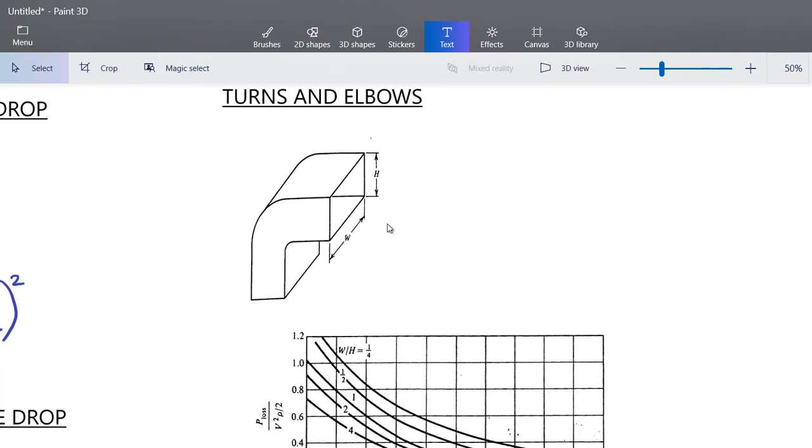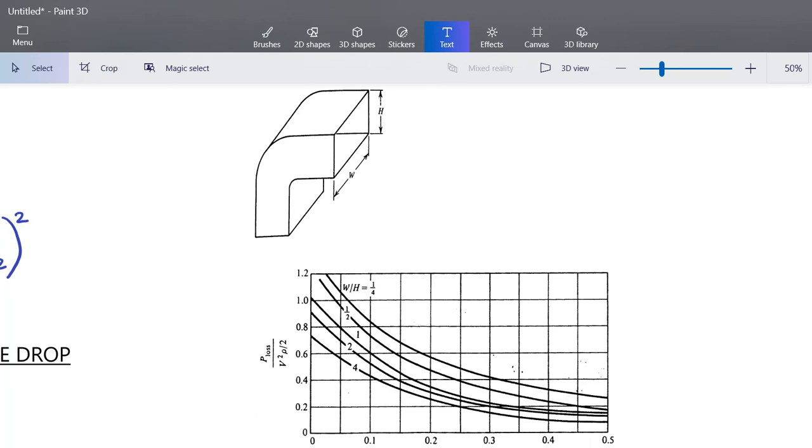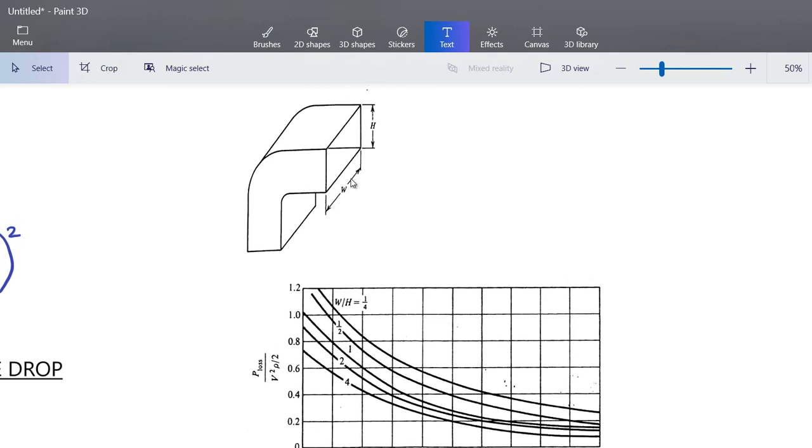So for turns and elbows, we have these definitions of your duct. Okay, now we have yung chart. Okay, so ratio of inner to outer radius. Okay, we have doon sa baba, that is W over H, that is the ratio of your width. So this is for ratio of radius. Okay, ratio of inner to outer radius.